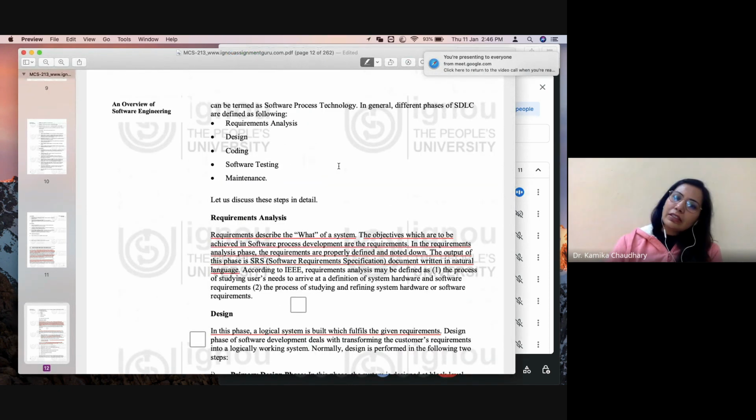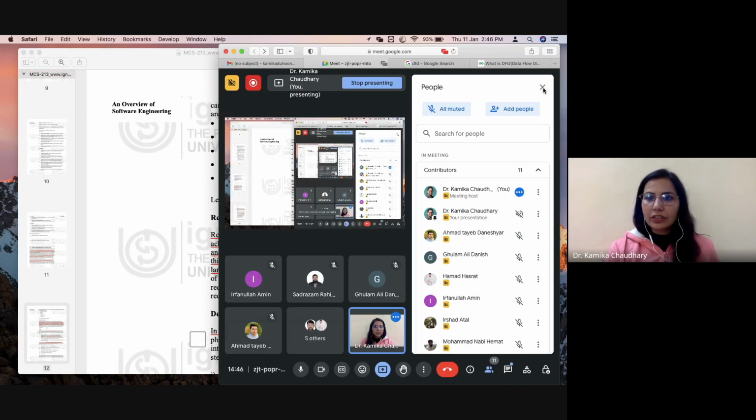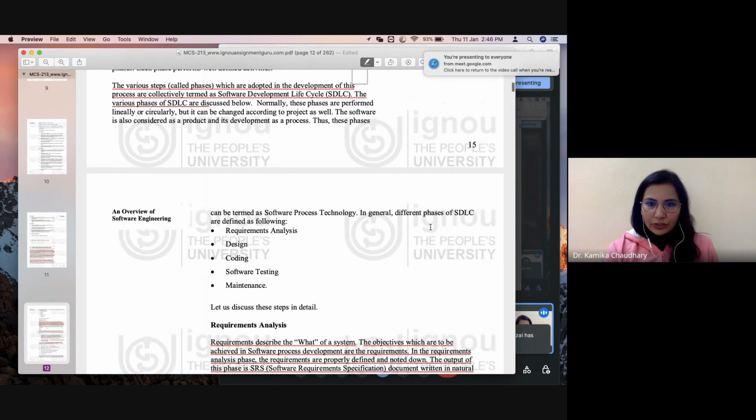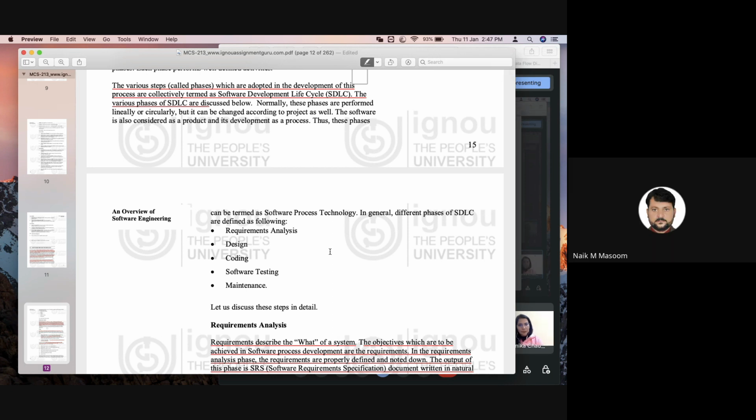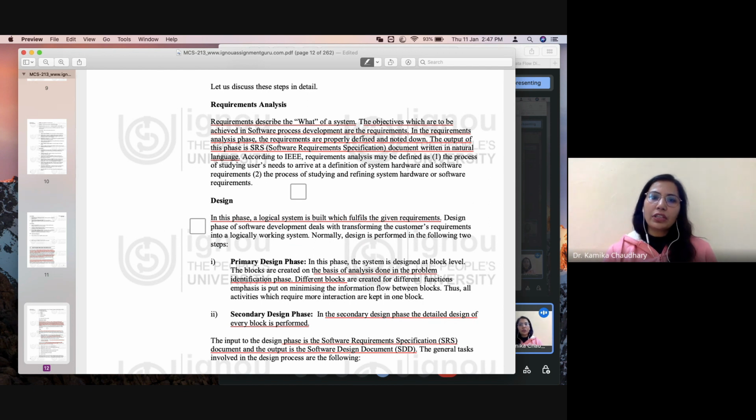So we were just studying a very important part of your software engineering, which is your SDLC, right? You can see it over here. It is written SDLC. It is the software development lifecycle. Fine? So I was talking about this requirement analysis phase. I was just breaking this word into two: what is your requirement and what is your analysis?